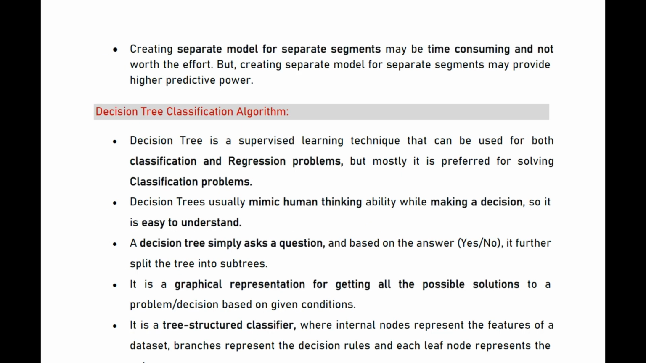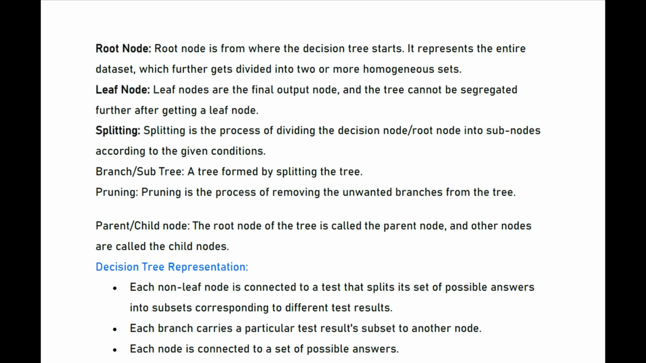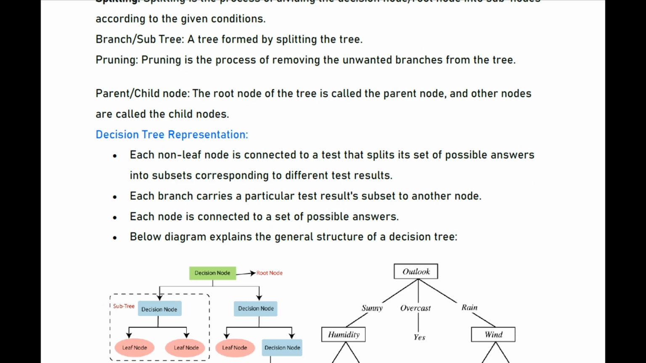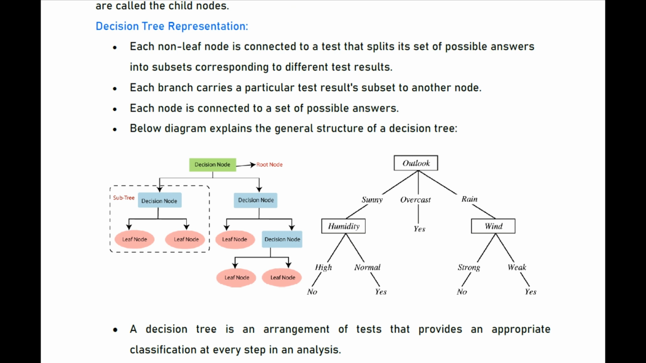Here, what are the different nodes? In decision tree terminology, there is the root node, leaf nodes, splitting, branches and subtrees, and parent and child nodes. The representation is based on each non-leaf node, and each branch is carried by a particular test. For example, one decision is taken, and based on it another decision is taken, going left or right.